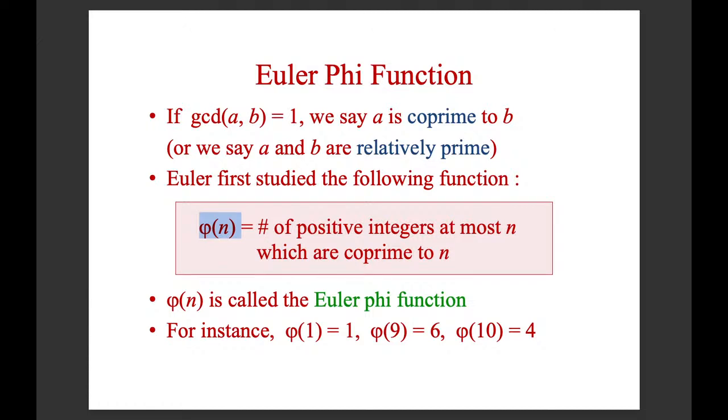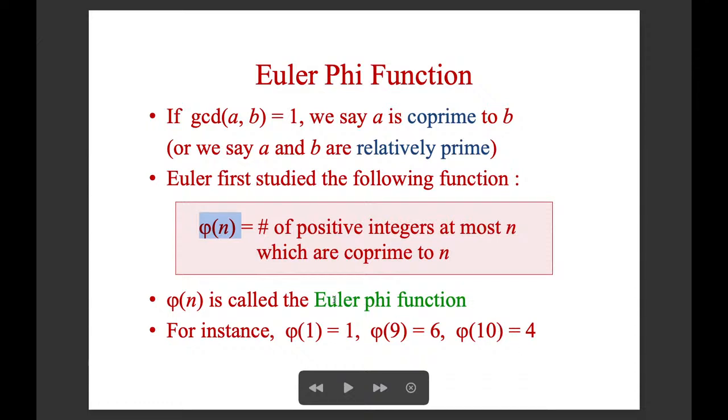How about phi of 9? So we claim that phi of 9 is equal to 6. The reason is that if we consider the numbers 1, 2, 3, 4, 5, 6, 7, 8, 9, we find that 3, 6, 9 will not be coprime with 9, but all the remaining numbers 1, 2, 4, 5, 7, 8, all these 6 numbers are coprime to 9. So in that case, we will have phi 9 is equal to 6, phi 10 is equal to 4.